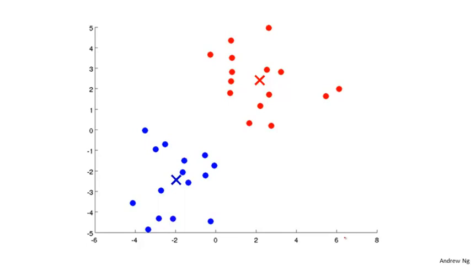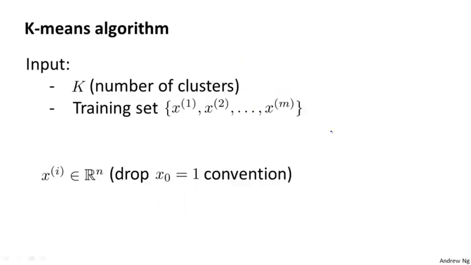Let's write out the k-means algorithm more formally. The k-means algorithm takes 2 inputs. One is a parameter k, which is the number of clusters you want to find in the data. I'll later say how we might go about trying to choose k, but for now, let's just say that we've decided we want a certain number of clusters, and we're going to tell the algorithm how many clusters we think there are in the dataset.